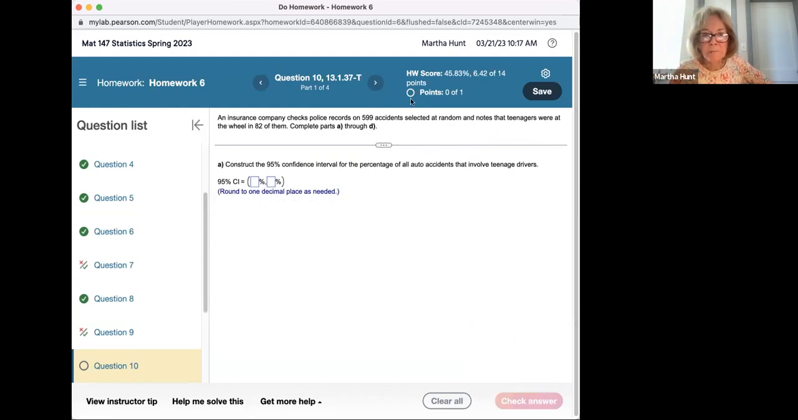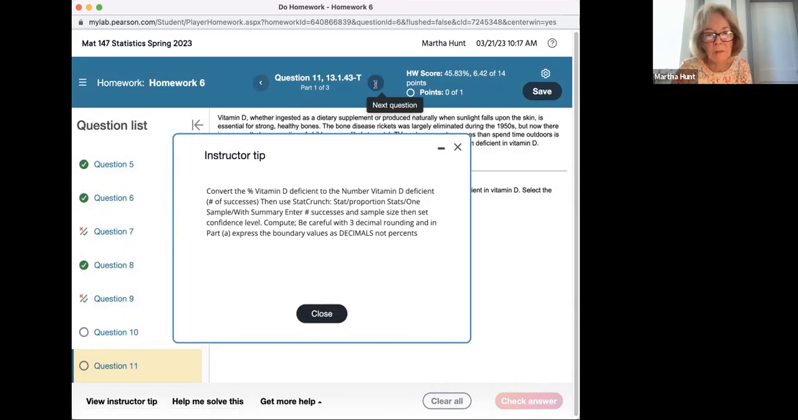Let's see what we got here. And we'll move this up. This is exactly like the previous problem. They are handing you the number of successes and the sample size, and they want a 95% confidence interval. It's the same deal. Okay, so let's move on and see if there's something more exciting coming.